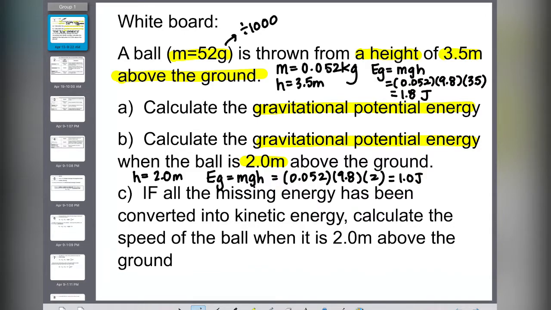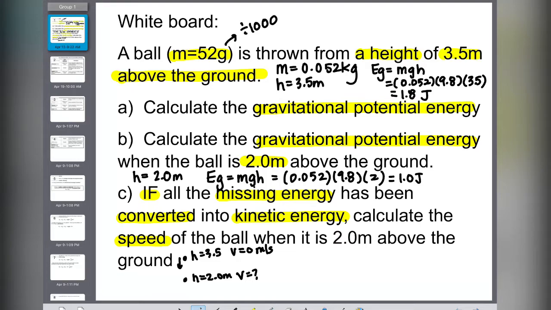The last one, basically leading into this lesson, is: if the missing energy has been converted into kinetic energy, calculate the speed of the ball when it's 2 meters above the ground. We started off at a higher point. The height was 3.5 and the ball was dropped, and they are assuming that the speed at the top, when you just drop it at 3.5, was 0 meters per second. They're asking you, at the lower height, what would the speed be now?